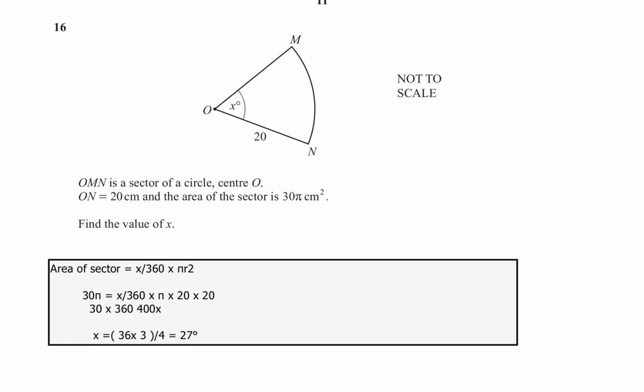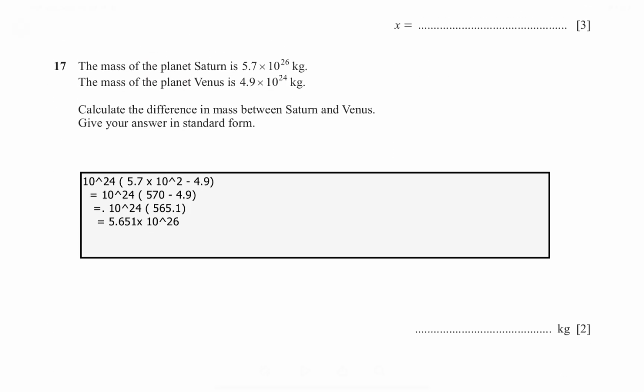Area of the sector is given as x over 360 times pi r square. 30 pi is given, so x over 360 times pi, r is 20 times 20. Pi gets cancelled out, 30 times 360 is equal to 400x. x is equal to 30 times 36 over 4. The zeros get cancelled out and the angle is 27 degrees.